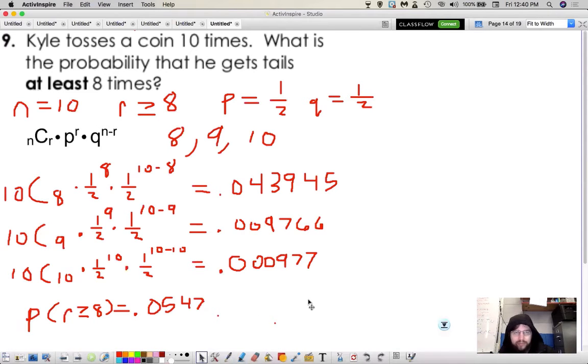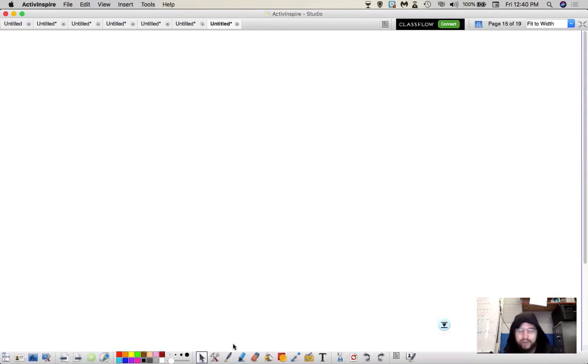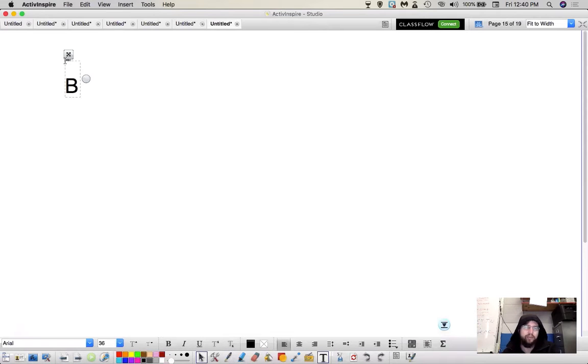Now, this is a lot of work. It depends on who your professor is, if they let you use a calculator or not. I like the calculator, I'm gonna let you use it, and I'm gonna show you how to use it. There are 2 different binomial functions on the calculator: the binomial PDF and the binomial CDF.